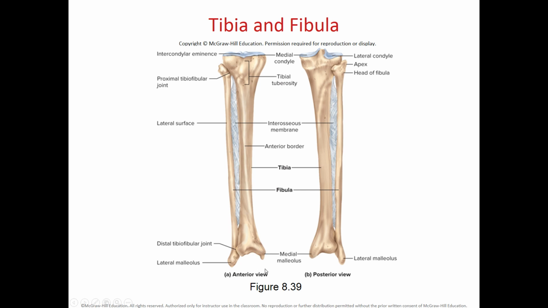The medial malleolus is found in the tibia because the tibia is medial, and the lateral malleolus is part of the fibula. So if you look above, or proximally, this will have to be the medial condyle. And here you have the head of the fibula in the posterior view with the apex, and this is the lateral malleolus.